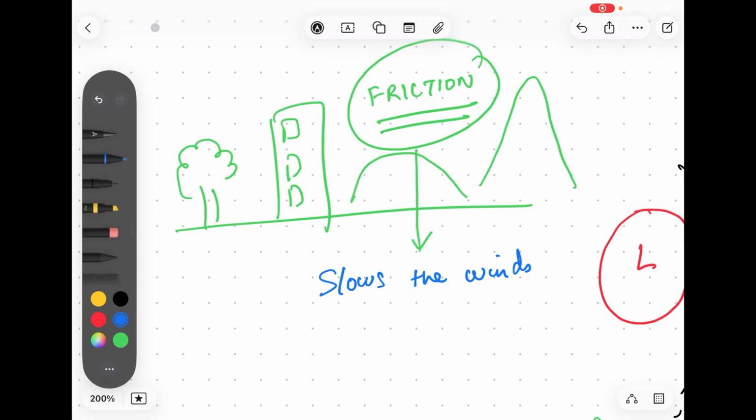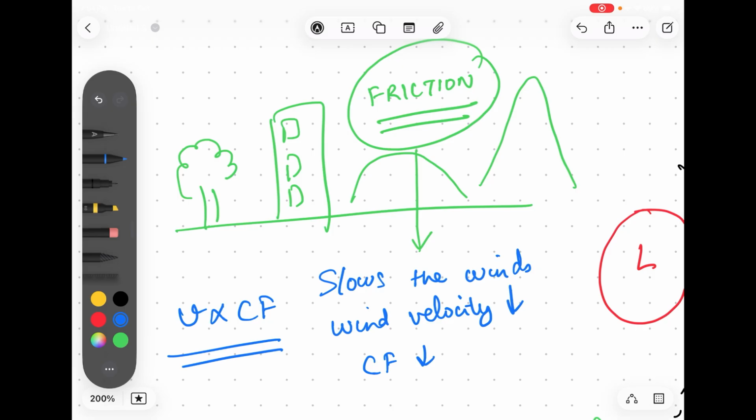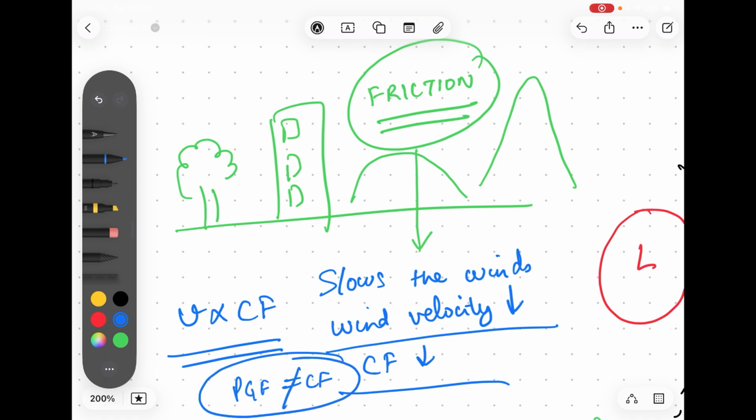And when the wind velocity goes down, what goes down? Coriolis force. Like I told you, velocity is directly proportional to Coriolis force in the formula. So if your speed has decreased, your Coriolis force will go down. So in the surface or friction layers, when your Coriolis force has gone down, geostrophic wind will not exist, because now the pressure gradient force will not be equal to Coriolis force. So geostrophic winds only occur above the friction layer, as below the friction layer Coriolis force is weakened, Coriolis force is less than pressure gradient force, and there will be no balance, so they do not blow.